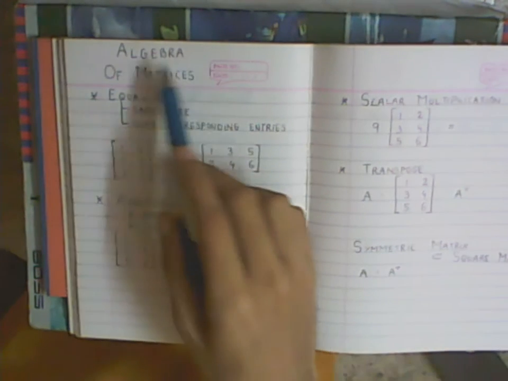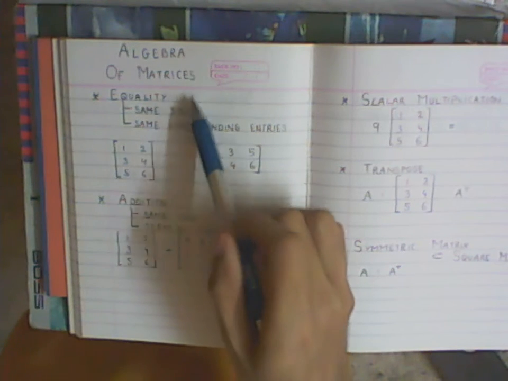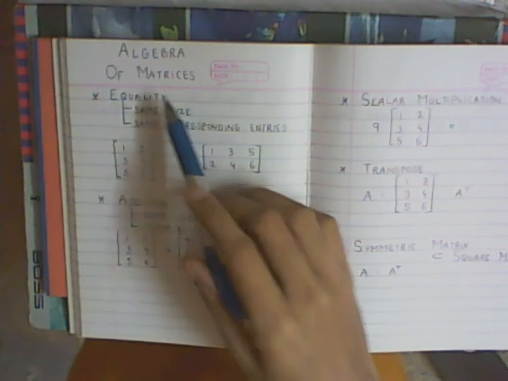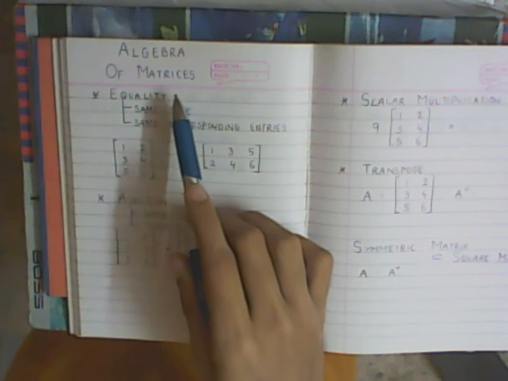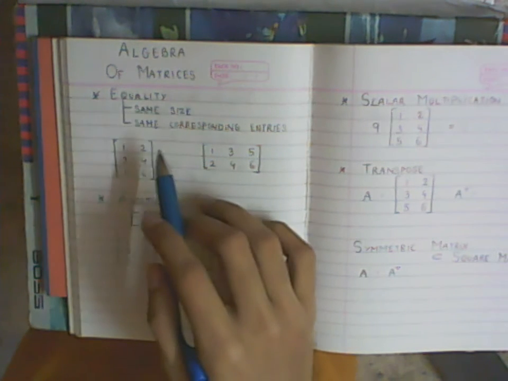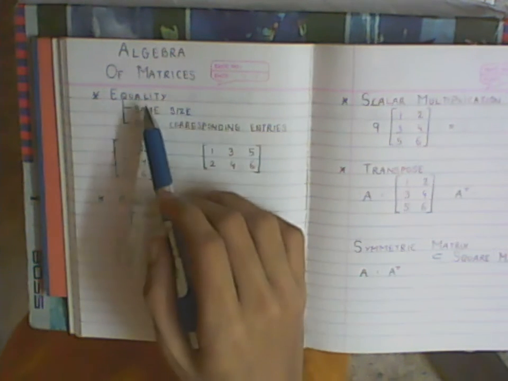So this video is about algebra of matrices. These are basically things you can do when you have many matrices with you. So the very first thing that you can do is check equality of two matrices. This is something which we looked upon in the previous video, but we said we will talk about it in the next video. So this is it.